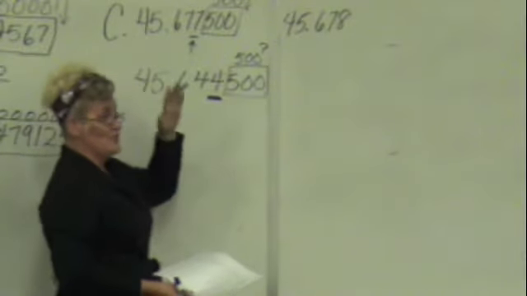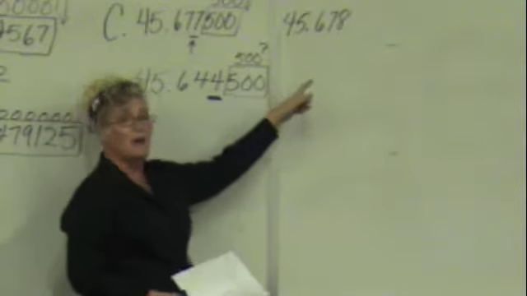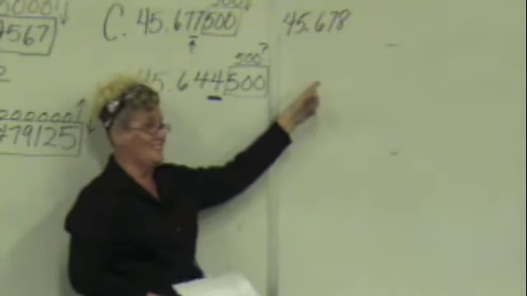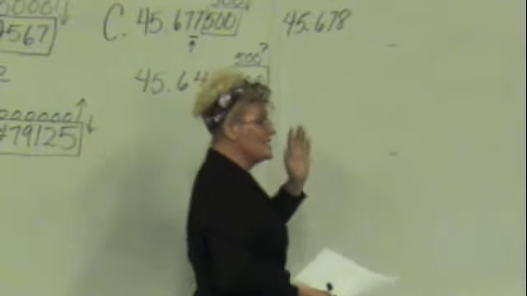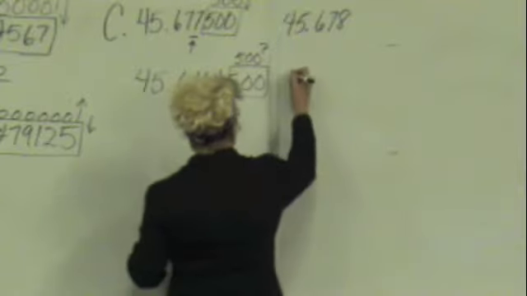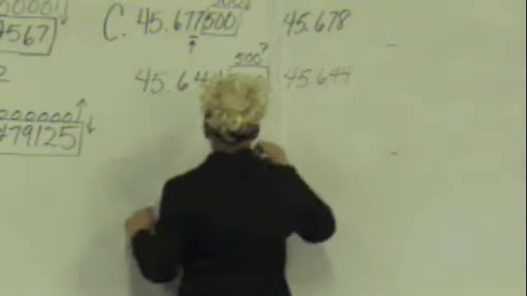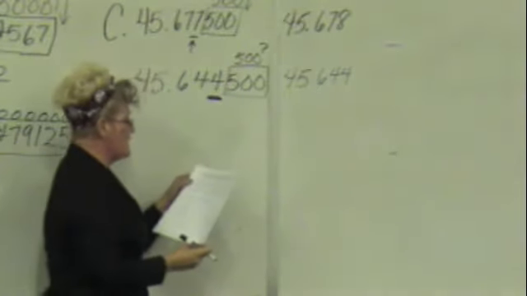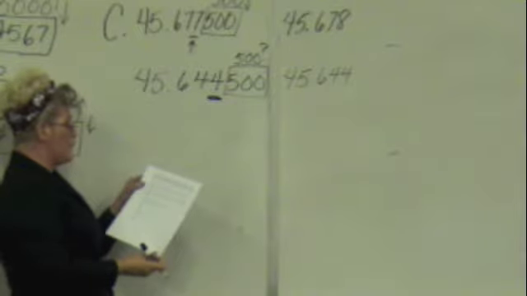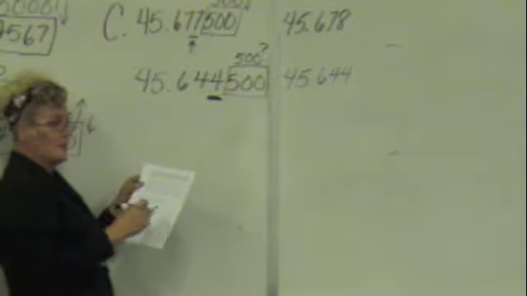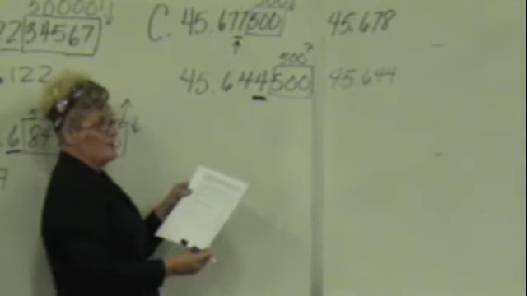So anytime, here's the clincher, so you know you're doing it right. Anytime it ends in 5 and nothing, your answer better end in an even number, or you've done something wrong. Okay? Whether you're going up or down, it's even. So now this would be 45.644. And that's what I tell you on here. If it's an odd number in front of it, we round up to the nearest even number, so our answer is even. If it already is an even number, we keep that number as is.